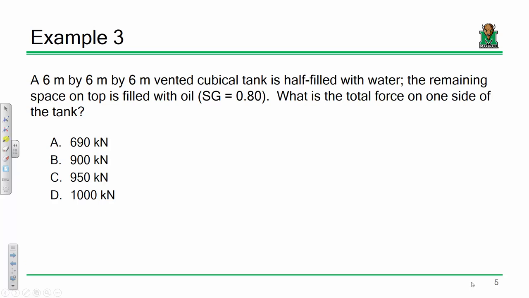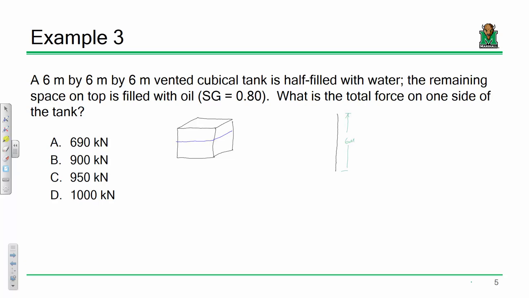Okay? So what we're talking about actually has some pretty significant analogies with what we've done with soils and effective stresses. So here's the box. Half of it has water in it, and the other half has oil. Now, the fluid on top, it's lighter, right? So I propose that if I look at the stress or the pressure diagram on one side, so we're looking at one side of the cube, this is 6 meters.